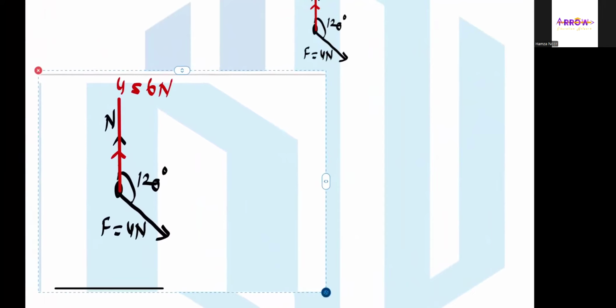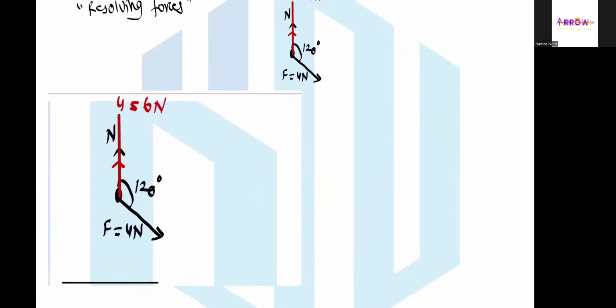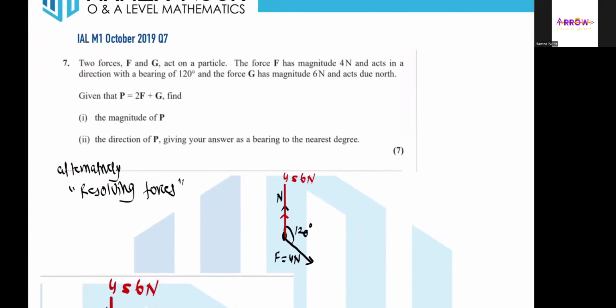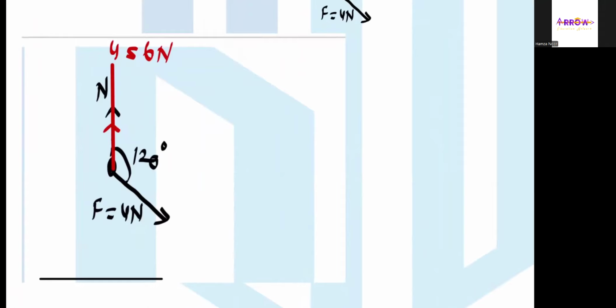I'll just enlarge the picture. All right. So basically what you need to understand is that we are considering the 2F force, not the F force. So I'm going to just extend this F force. I'm going to make its magnitude look twice the original force. Let's say something like this. This is basically the 2F force, which is having a magnitude of 8 Newton. And obviously this is acting at the same angle, 120 degrees.